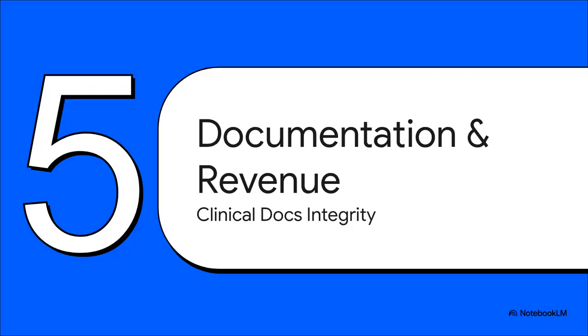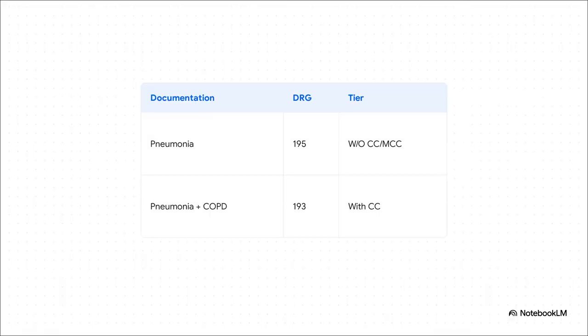Finally, Section 5, how documentation directly drives revenue. Let's see how all this builds into a real-life financial scenario. Imagine a patient is admitted with shortness of breath. If the doctor just quickly jots down pneumonia in the chart, the coder assigns DRG 195, simple pneumonia without CC/MCC.